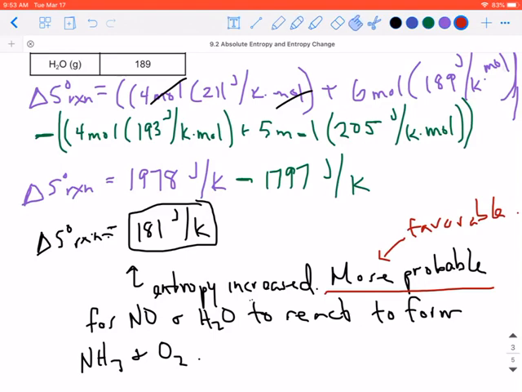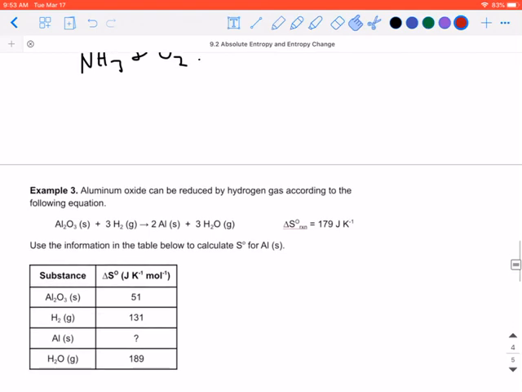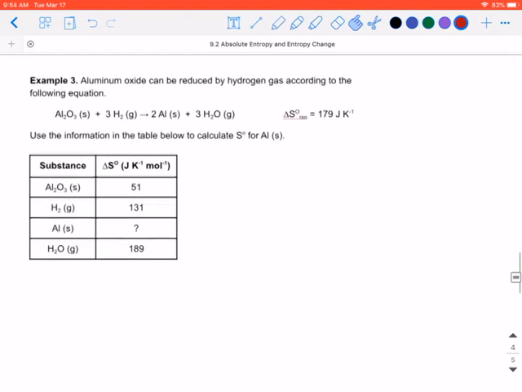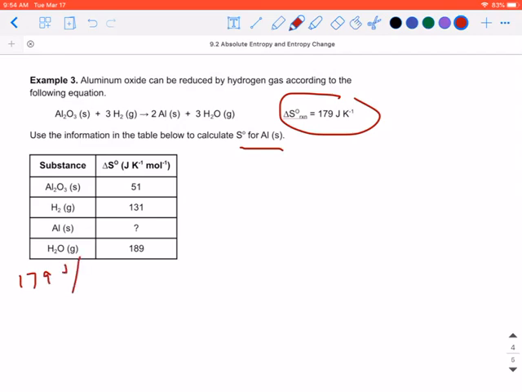Sometimes you may be asked to calculate the standard entropy of one of the reactants or one of the products. We use the exact same formula, but this time we're just solving for a different thing. This time I have aluminum oxide being reduced by hydrogen to form aluminum solid and water. It's asking me to calculate the standard entropy of aluminum. It gives me what the change in entropy is, so I can do 179 joules per Kelvin.